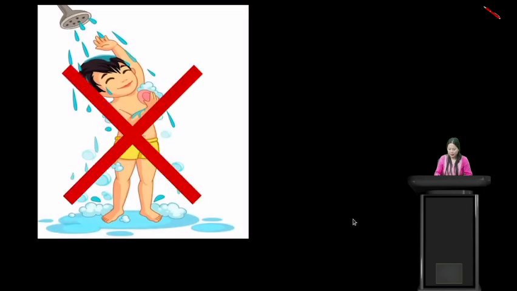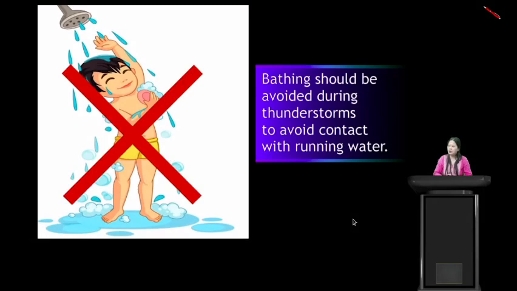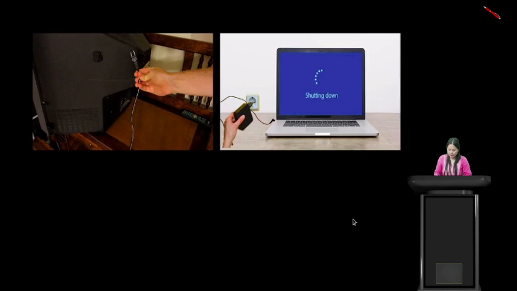Avoid taking bath during thunderstorm. Okay, so bathing should be avoided during thunderstorm to avoid contact with running water. Here we see laptop, computer. So electrical appliances like computer, TV, microwave, and other electrical appliances should be unplugged. Okay, should be unplugged from the socket.